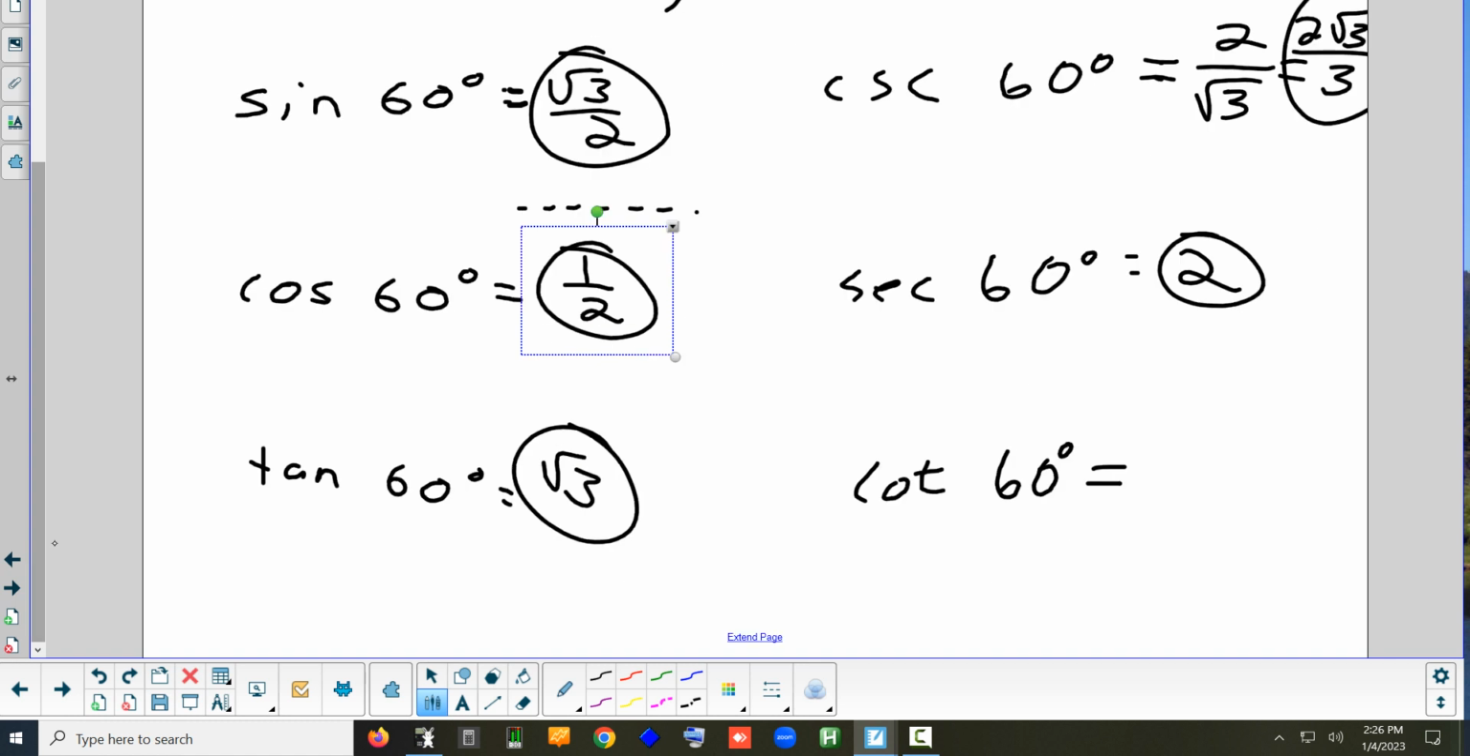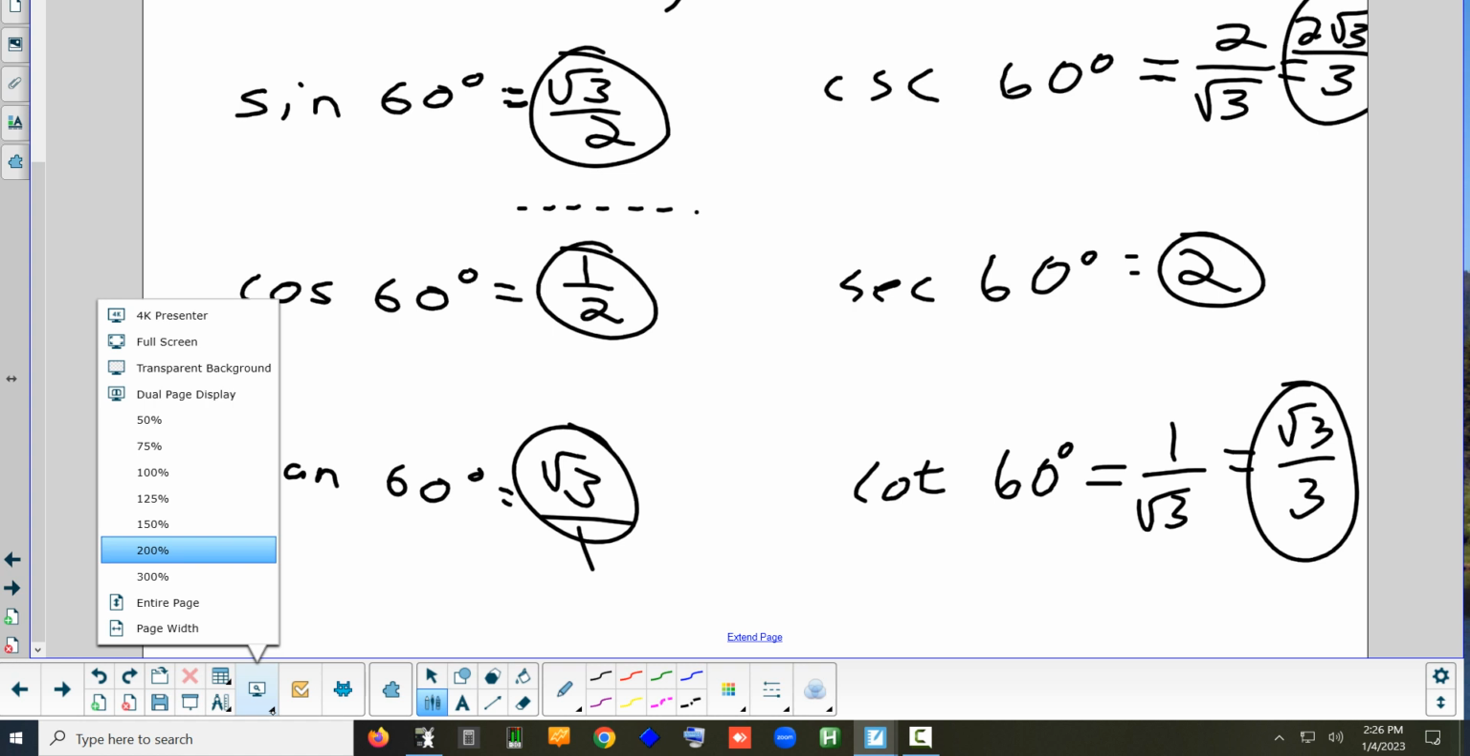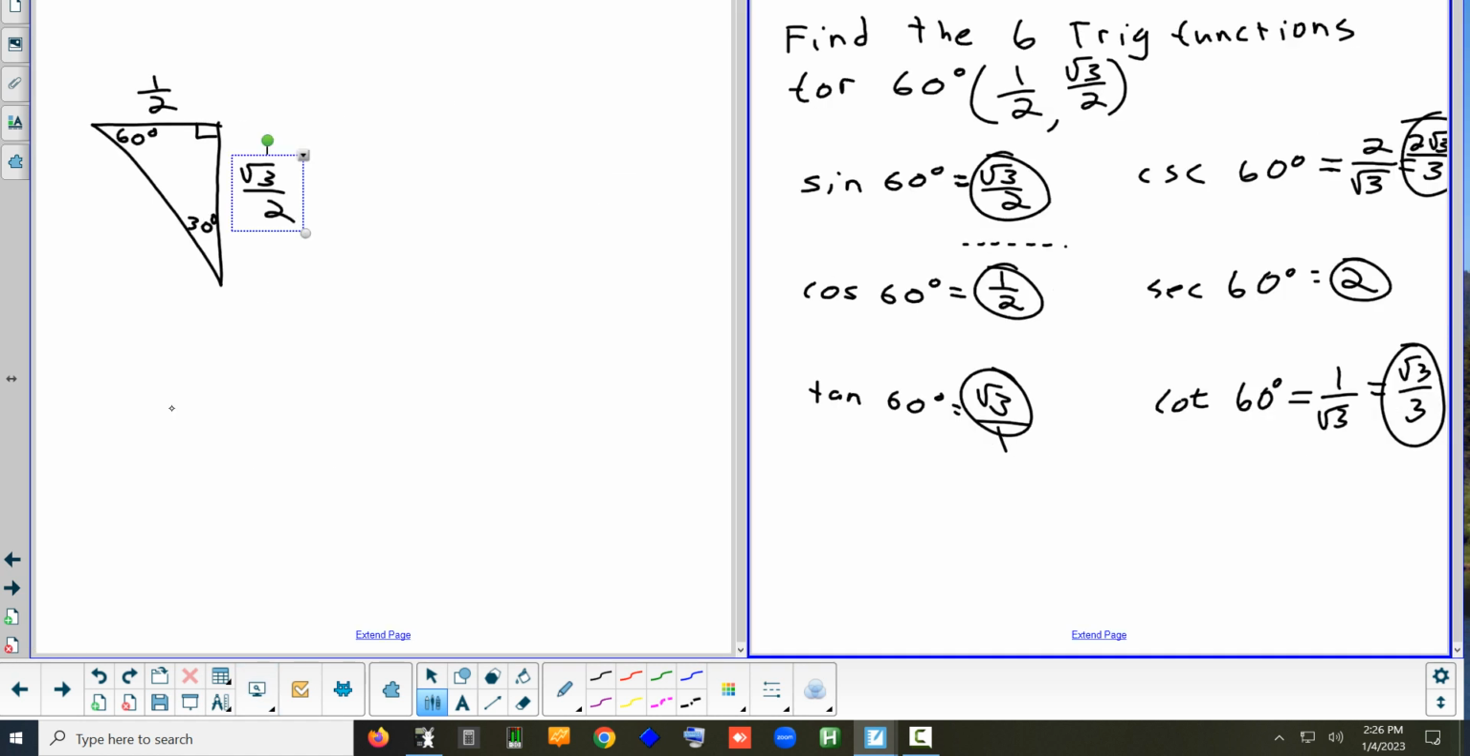And the cotangent, well, we want to flip the square root of 3. We don't have anything there to make it a fraction, so we can just put it over 1 if that helps you mentally. So how about Jackson? What's your first step when you flip that? What do you get? 1 over square root of 3. Yep. And then when you fix that so the root's not in the bottom? Square root of 3 over 3. Perfect. And there's your 6 trig functions for 60.